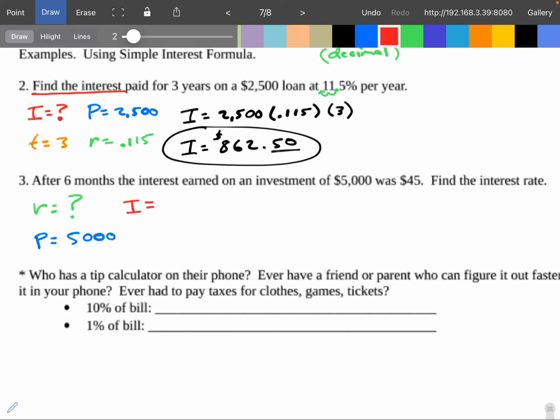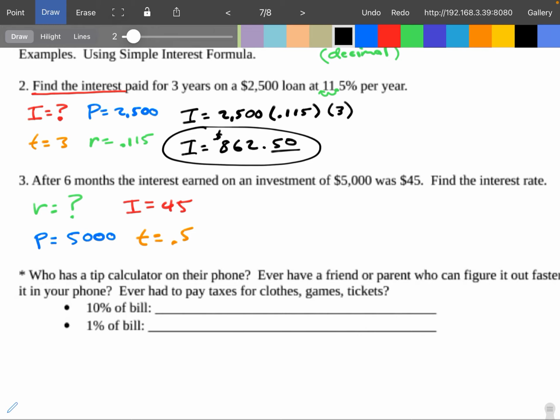All right, and then what's the I then? 45. Yeah, 45. That's how much interest he earned. So that's the $45. And now the only thing is the time here. It has to be in years, or the formula doesn't work. So it's 6 months. So how much of a year is that? Yeah, it's half a year. Good. That's 0.5.